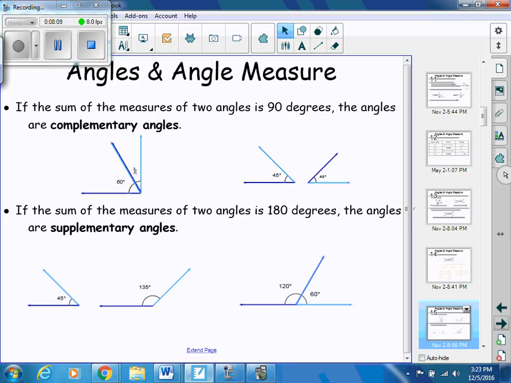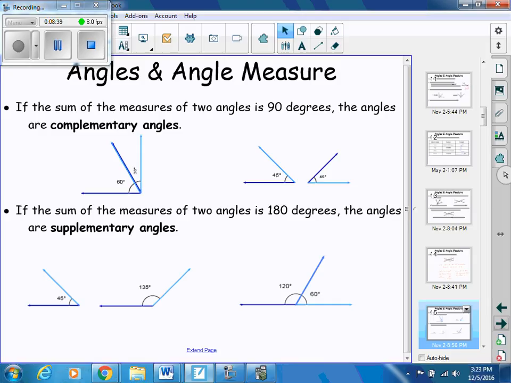Okay, next slide's here. Angles and angle measure. If the sum of the measures of two angles is 90 degrees, the angles are complementary angles. So complementary angles just mean that the angle measures add up to 90 degrees. They can be adjacent angles like this first set where we've got a 60-degree angle and a 30-degree angle, or they could be two separate angles like this 45 and 45. Both would be complementary. So complementary adds up to 90.